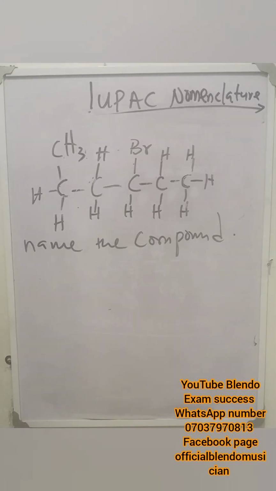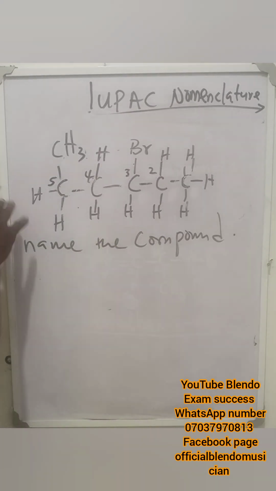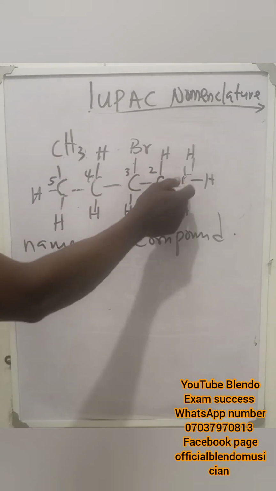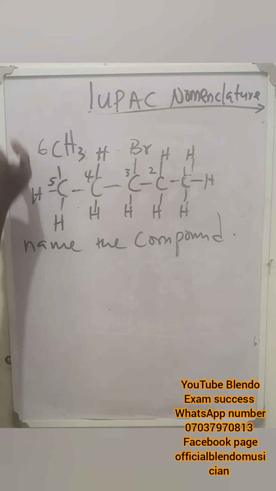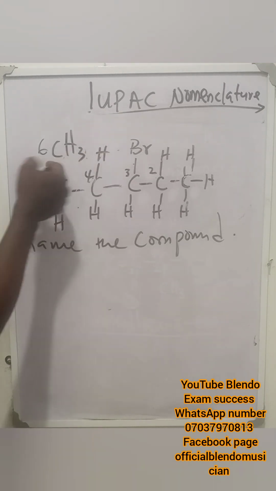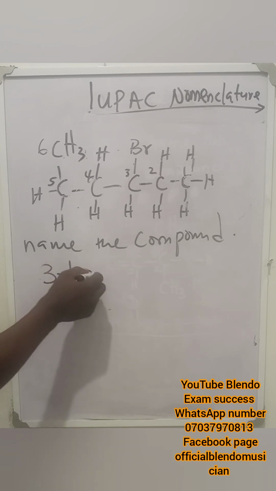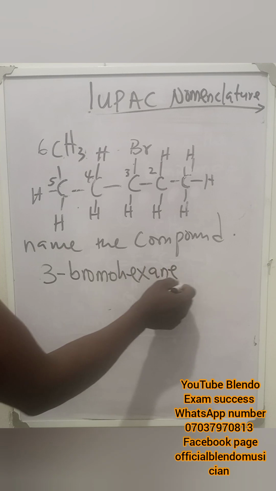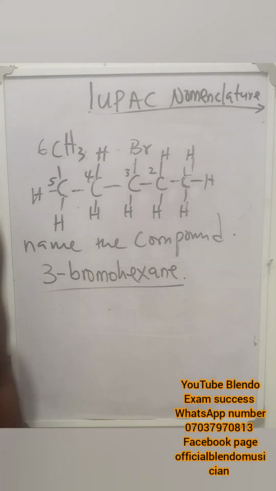Okay, in this carbon compound, we have bromine as a substituent. And if you check, you will see CH3 there as if it's a substituent. If you look at it at first, then you will be tempted to say pentane, but that is wrong. It is 1, 2, 3, 4, 5, 6. That is hexane. So we move to 3-bromohexane. That is it.